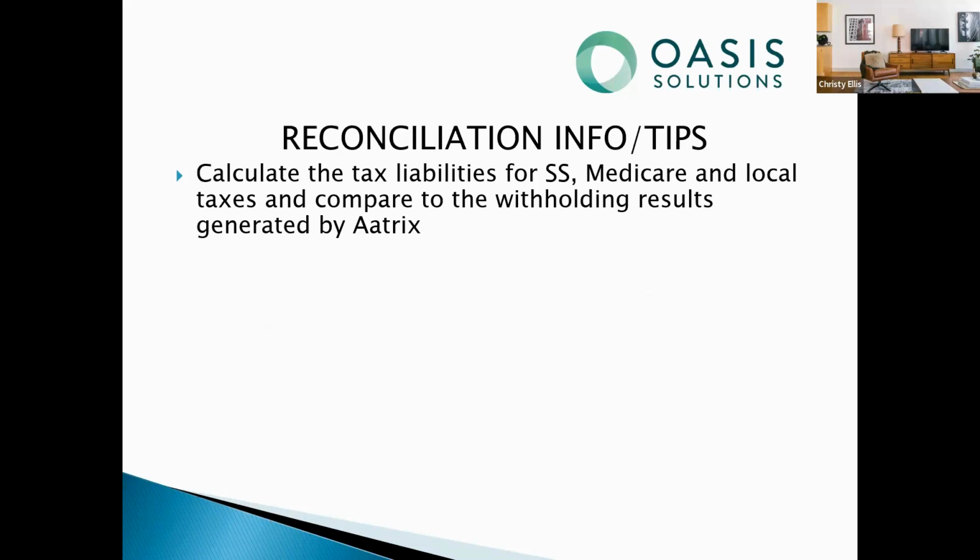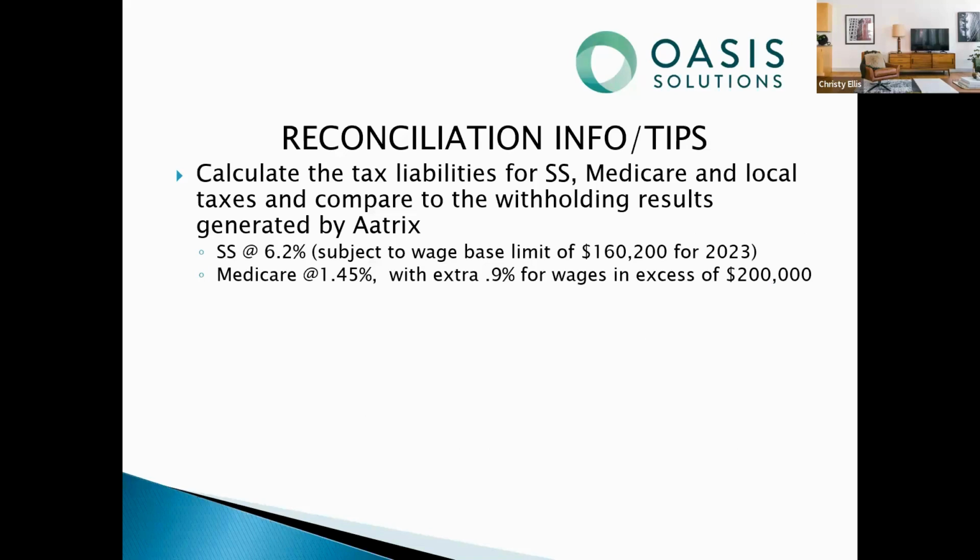So again, we do recommend you calculate also not just on the federal side on the wages and withholdings, but also look at your Social Security and Medicare and local taxes to compare those withholding results as well. Just keeping in mind that for this year, Social Security is 6.2%, and the wage-based limit for 2023 is 160,200. And on the Medicare, you get the 1.45% with the extra 0.9% in for wages in excess of 200,000. So just keep in mind those calculations there.